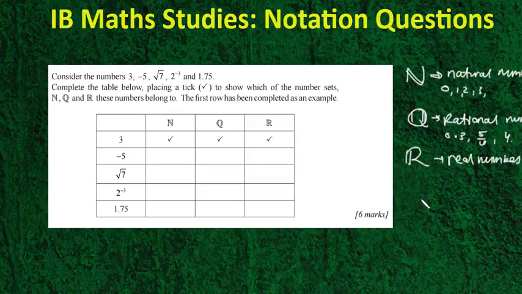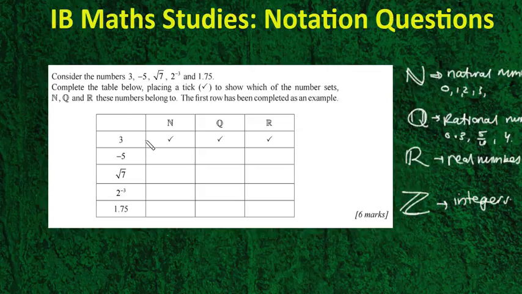Now remember, the one thing that isn't here, of course, would be our Z, and our Z would refer to our integers, but that's not a question here. So what have we got here? We're looking at the numbers 3, -5, √7, 2 to the power of -3, and 1.75. And it's asked us to complete the table below to place a tick in each of these number sets which it belongs to, worth 6 marks here.